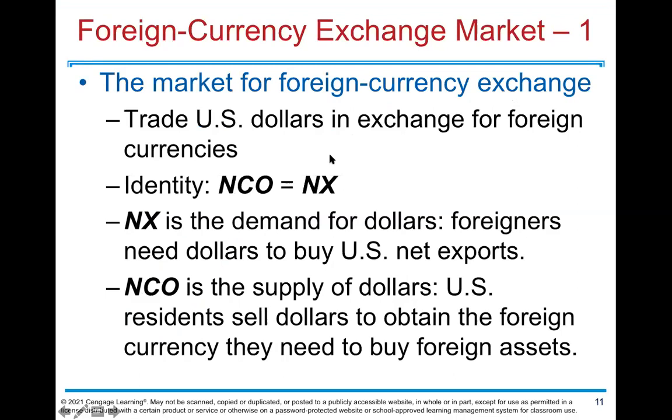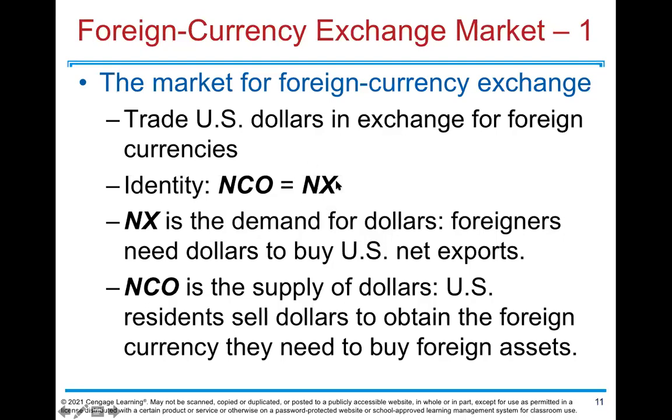We know from last chapter that net exports equal net capital outflow. So we say that net exports is the demand for dollars that foreigners need to buy U.S. net exports. If net exports is positive, that means exports minus imports is positive, which means that exports is greater than imports. That means that the foreign market needs to find some dollars to buy these U.S. exports, and that's why NX is positive. And that's the same concept as NCO.